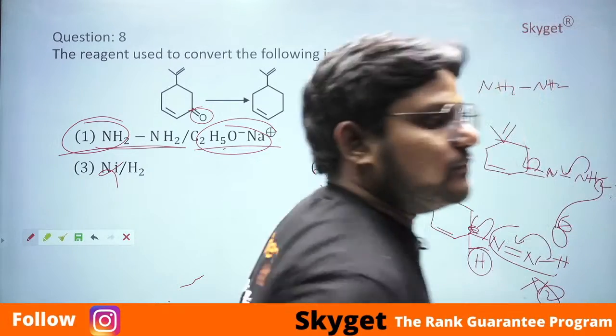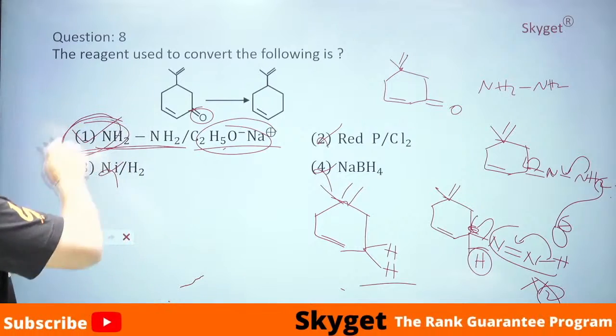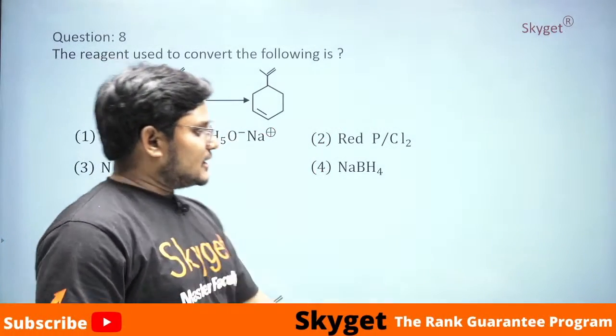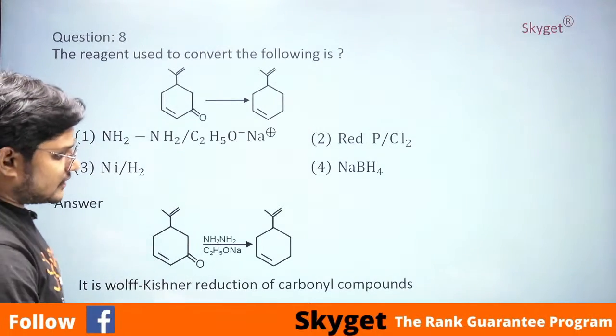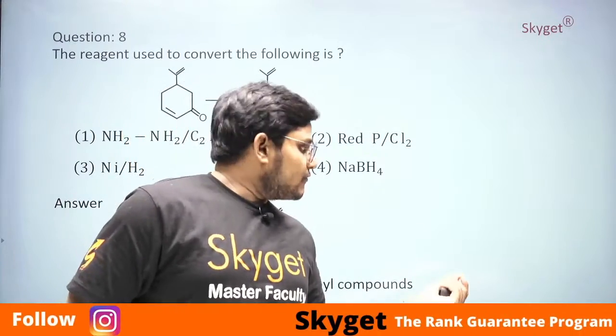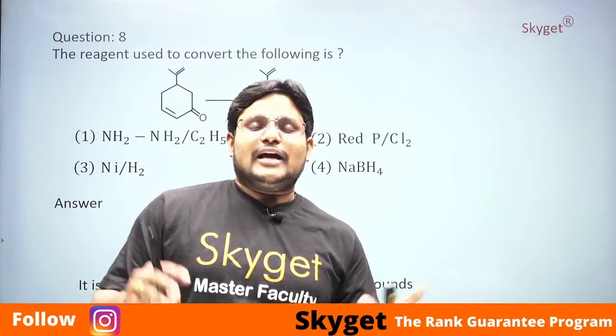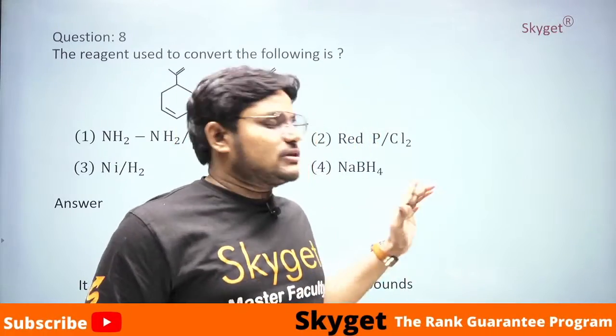Okay, now students, the exact option is option 1. Why? Because this is the reason. And if you want to know the direct answer, it is the Wolff-Kishner reduction of carbonyl compounds. In one word, it is not necessary to do the entire mechanism, but you are not preparing for only this concept here.